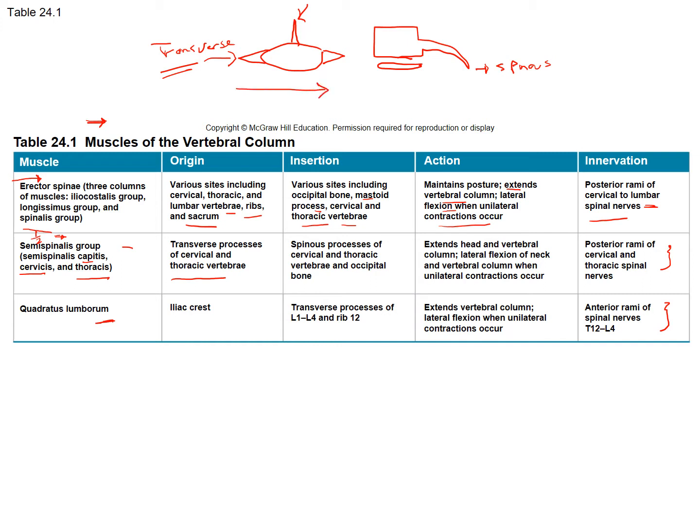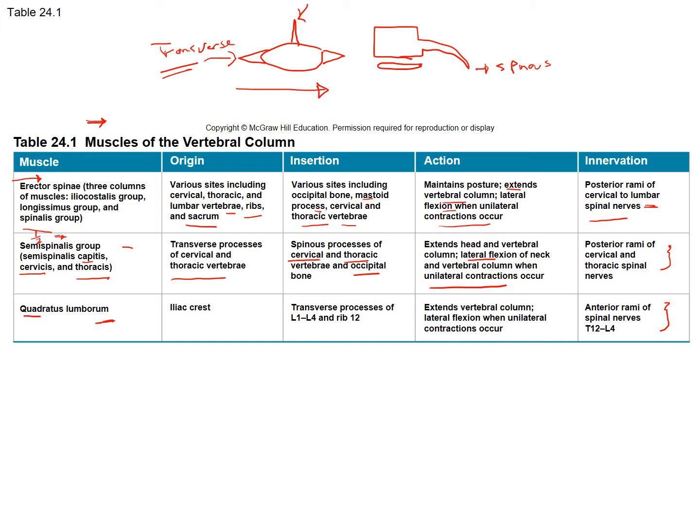Okay, and the insertion of the semispinalis group would be the spinous process of cervical and thoracic vertebrae, and occipital bone. The spinous process, okay? What is the muscle action? Extends head and vertebral column, lateral flexion of the neck and vertebral column when unilateral contractions occur.